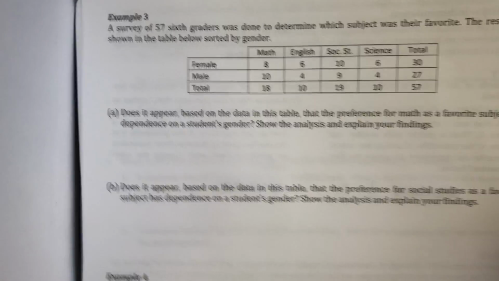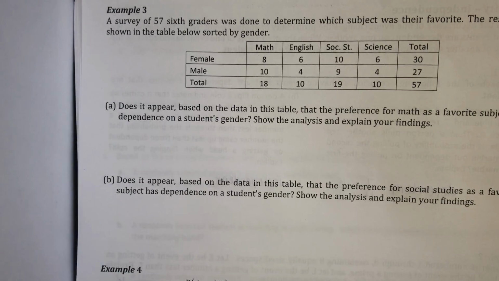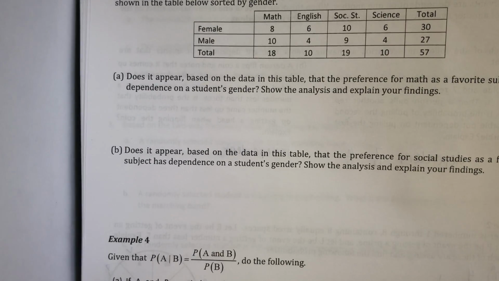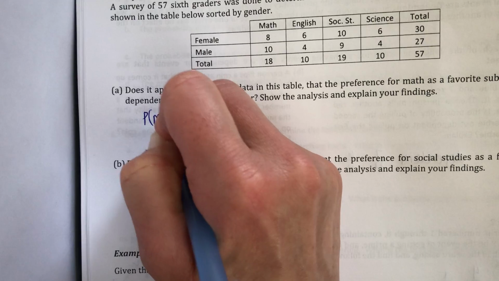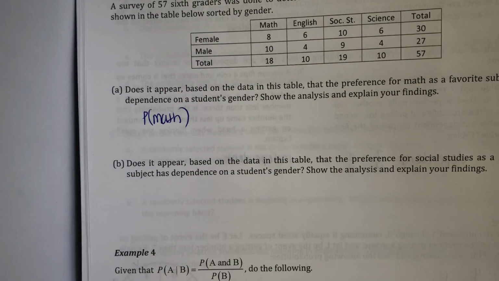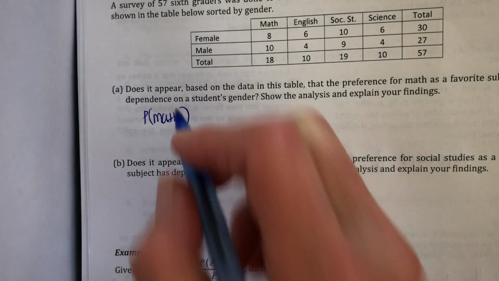Okay, again, go ahead and read over the question in part A and come back when you're done. Okay, so if we want to see if gender has anything to do with dependence on whether or not these students like the subject, we're going to have to just check it out. We want to see if the event of someone liking math is dependent on gender. So let's find the probability of math first, someone liking math.